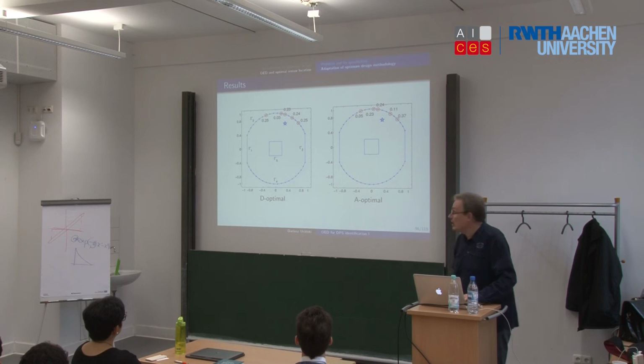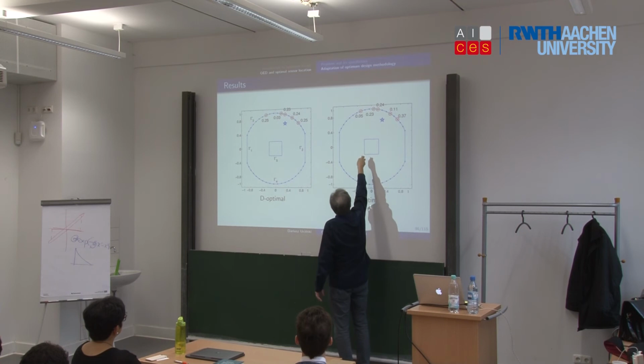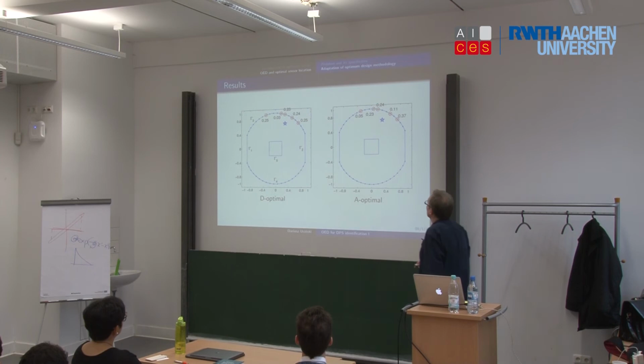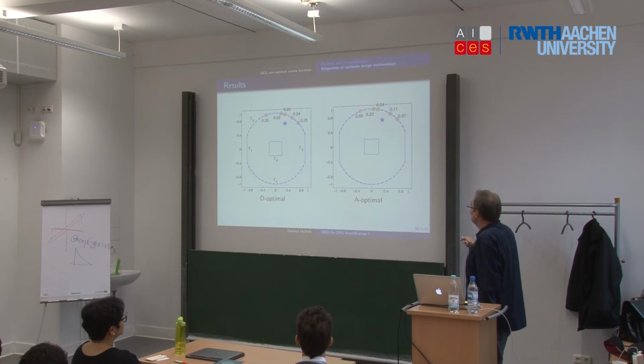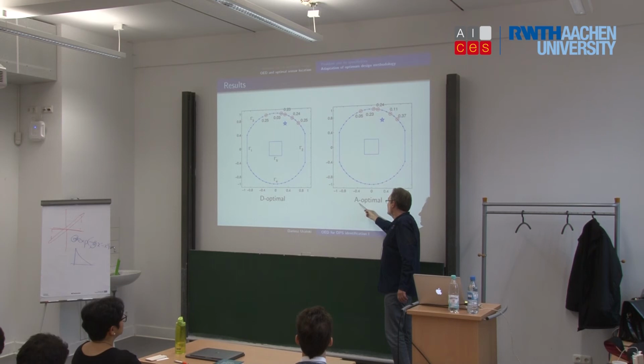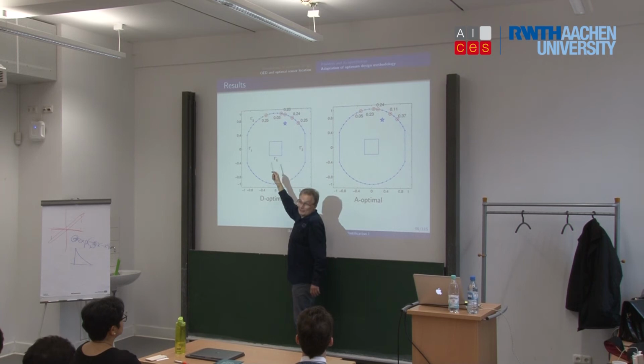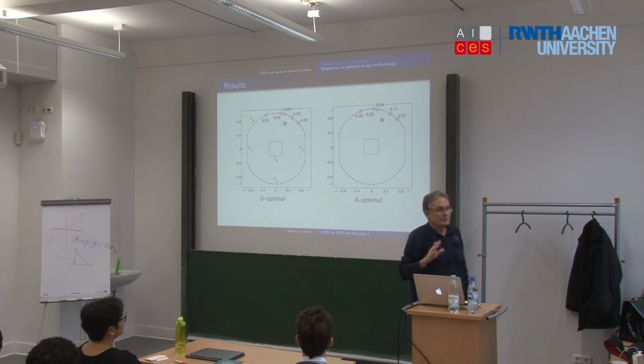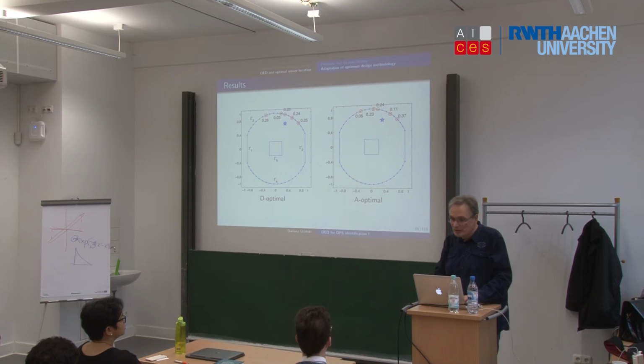The problem is symmetrical, so instead of this point, you can equivalently place the same number of sensors at the opposite point, or you can split the sensors put at this point between the two points, this point and that point. You can see here that this is the case of A optimality. This is the case of D optimality, and the solutions are different. So sometimes the obtained solutions strongly depend on the kind of criterion which you use.